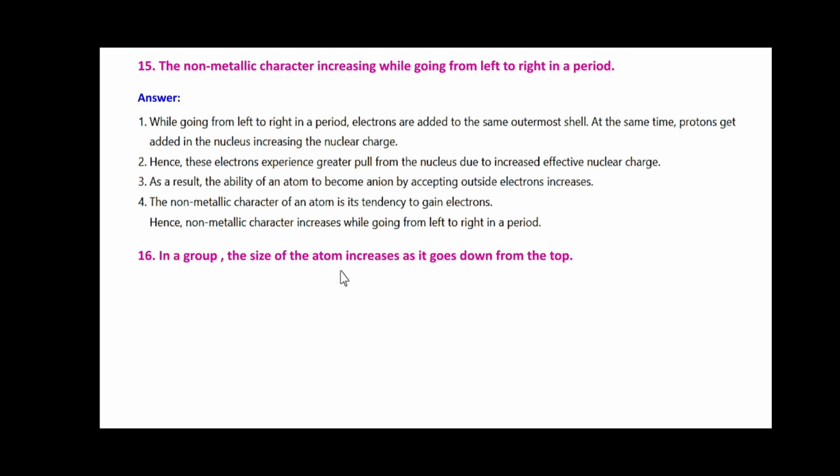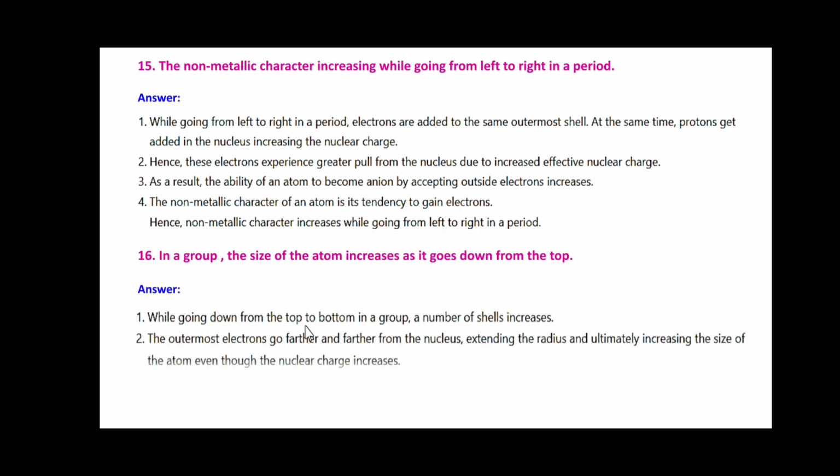In a group, the size of the atom increases as it goes down from the top. While going down from the top to bottom in a group, the number of shells increases. The outermost electrons go farther and farther from the nucleus, extending the radius and ultimately increasing the size of the atom even though the nuclear charge increases. Hence, in a group, the size of the atom increases as it goes down from the top.